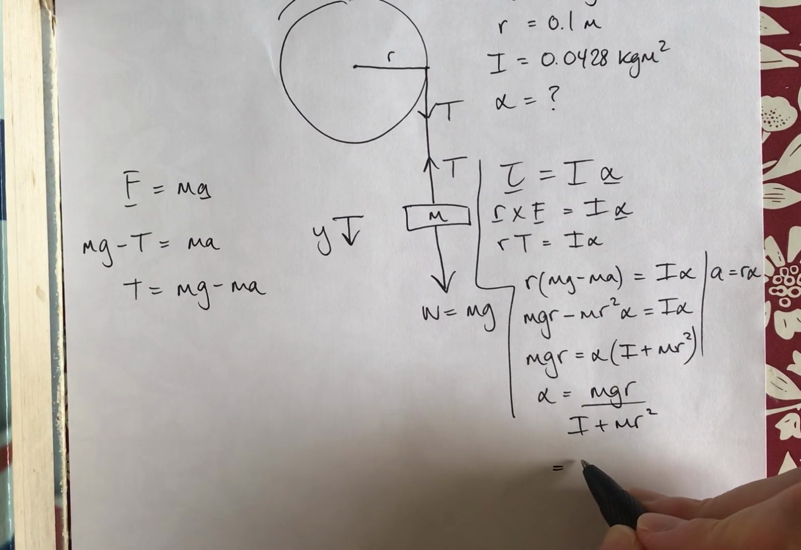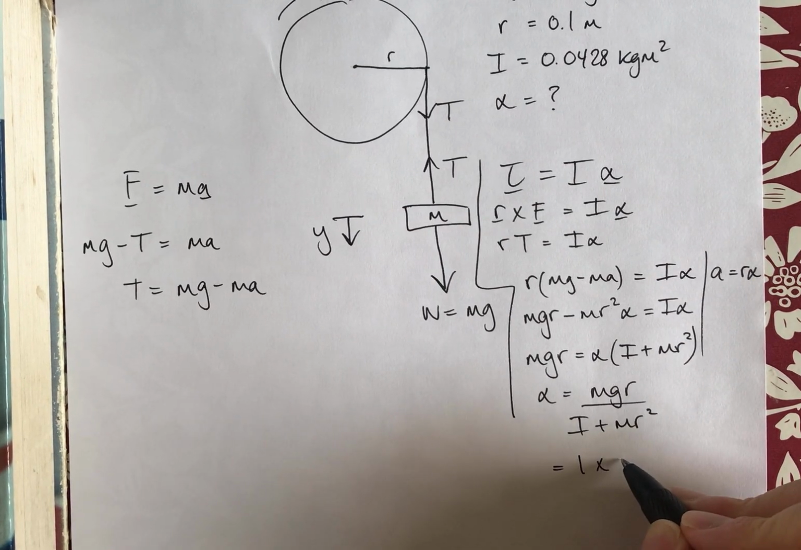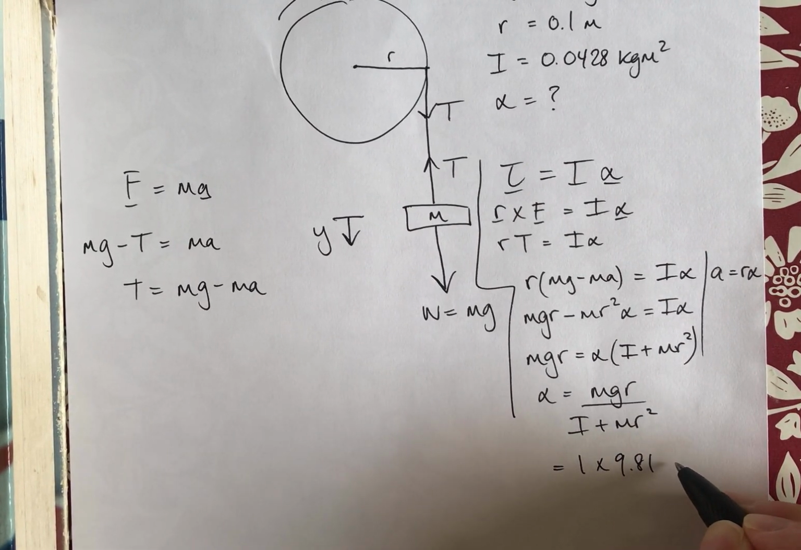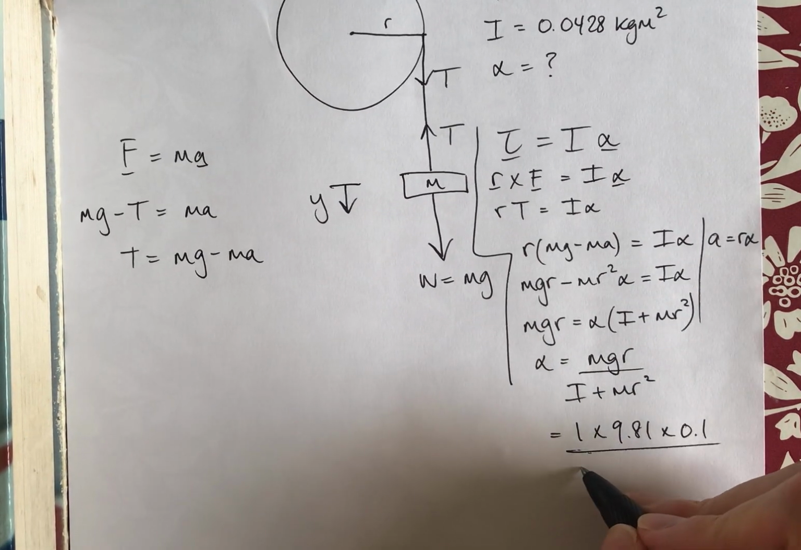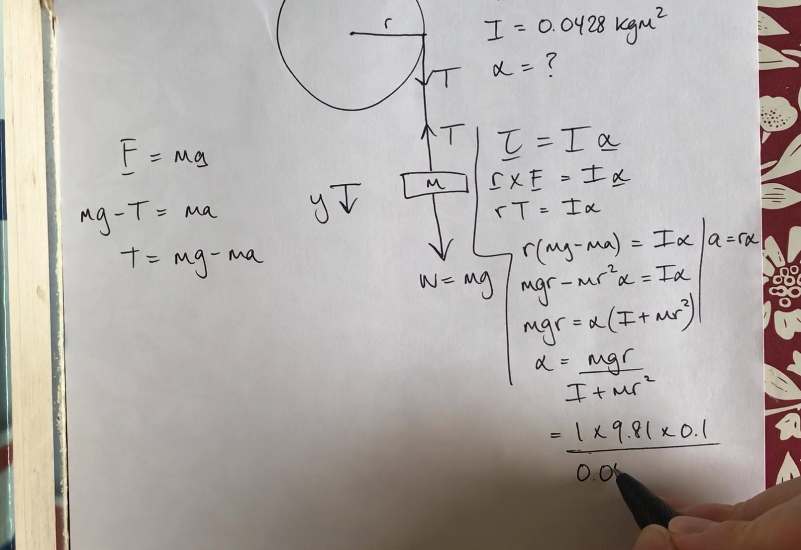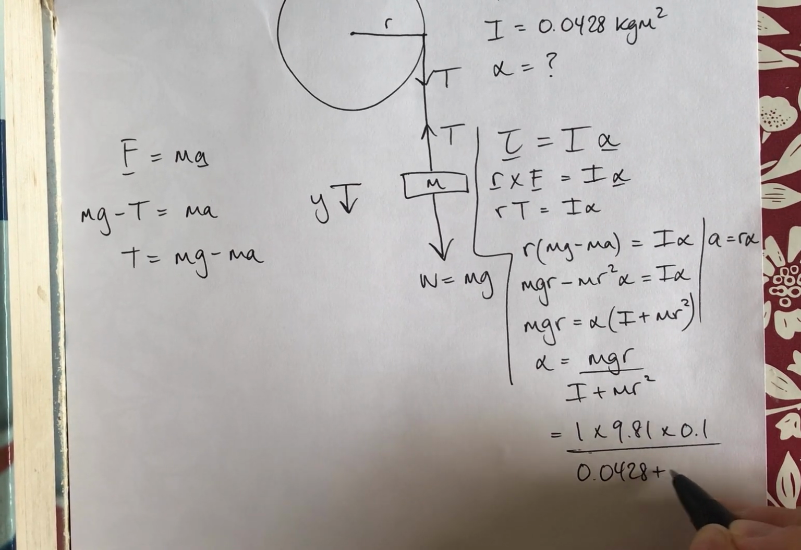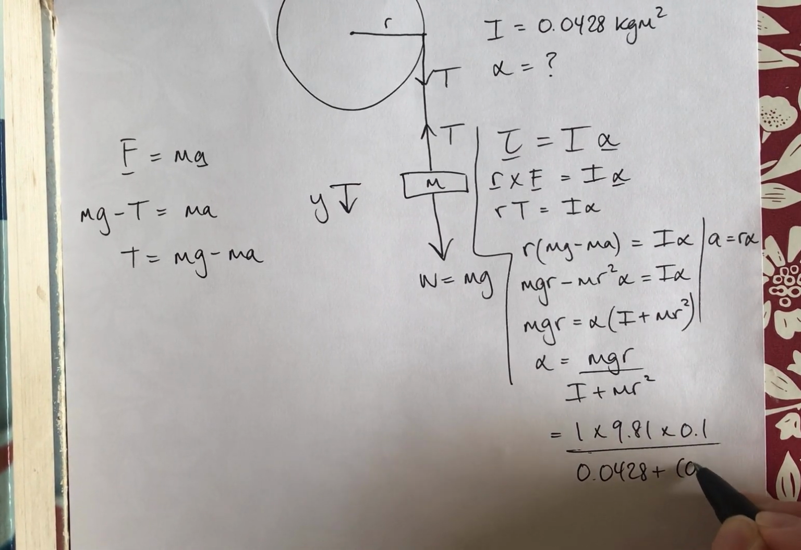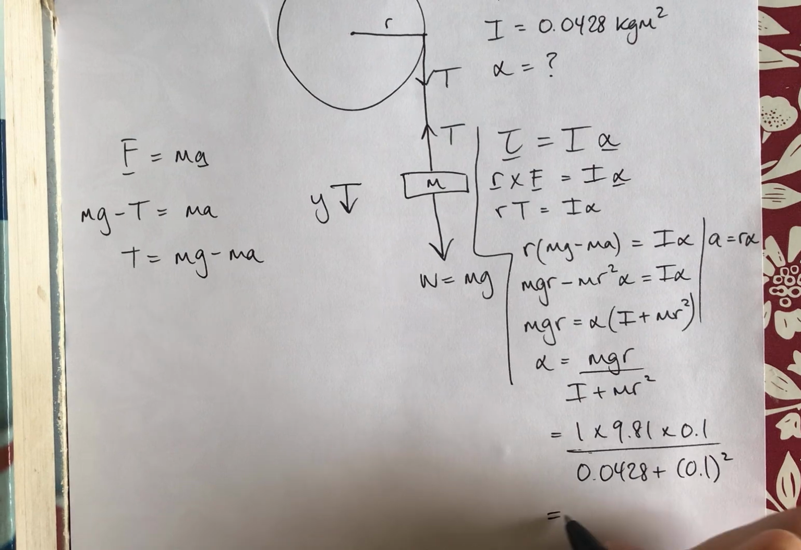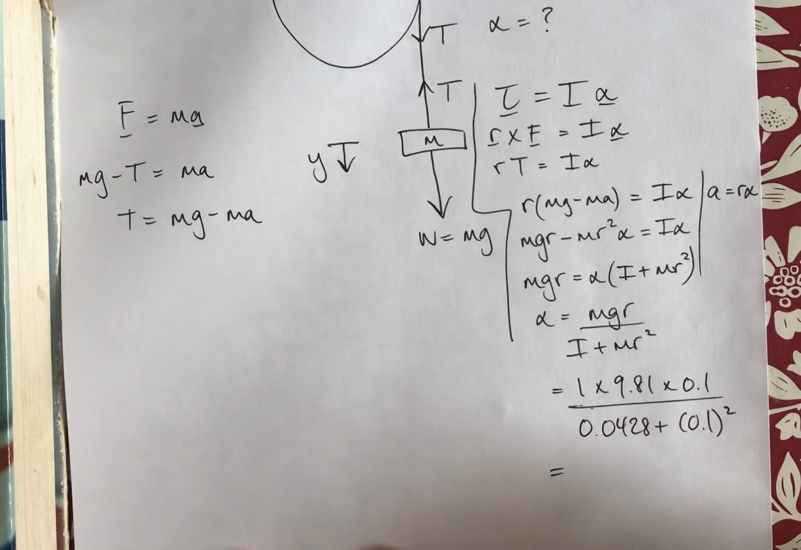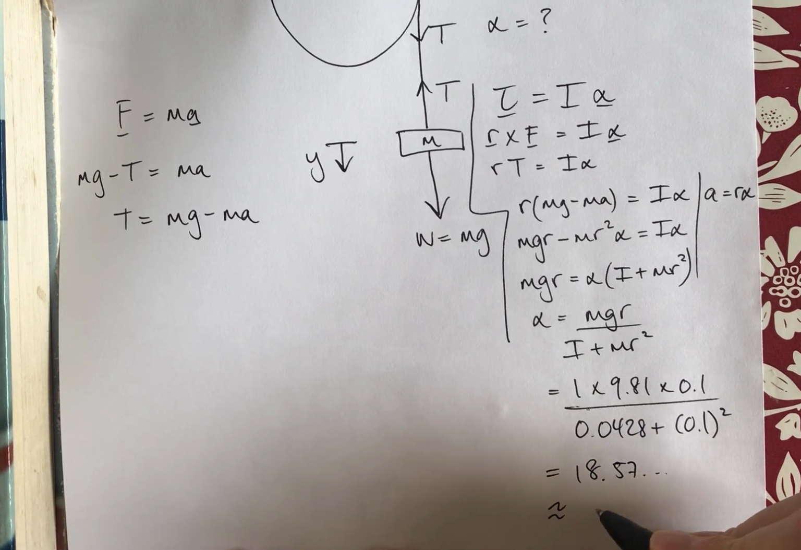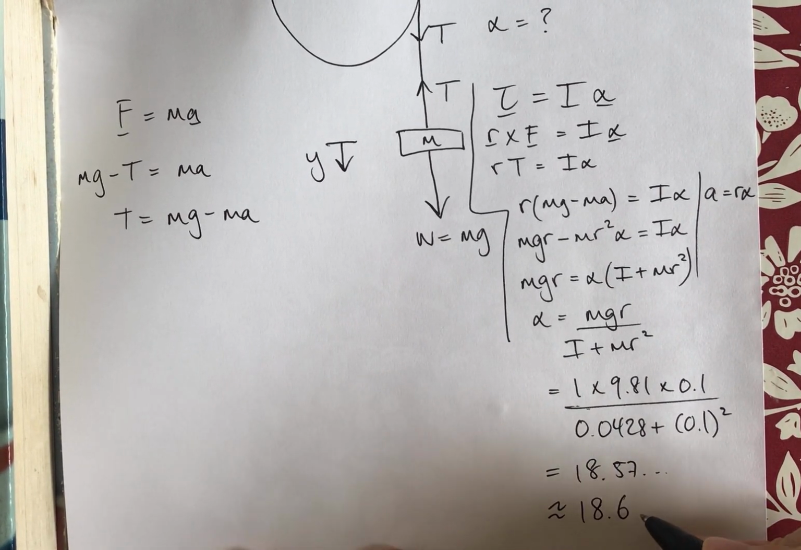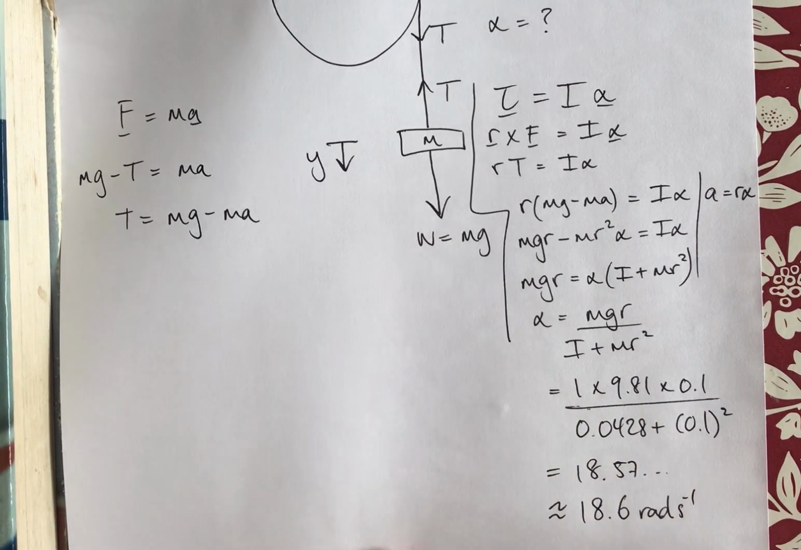Substituting in our values, that's just 1 kilogram times 9.81 times the radius 0.1 over 0.0428 plus the mass 1 times 0.1 squared. And that's going to come out to 18.57, which is about equal to 18.6 radians per second squared.